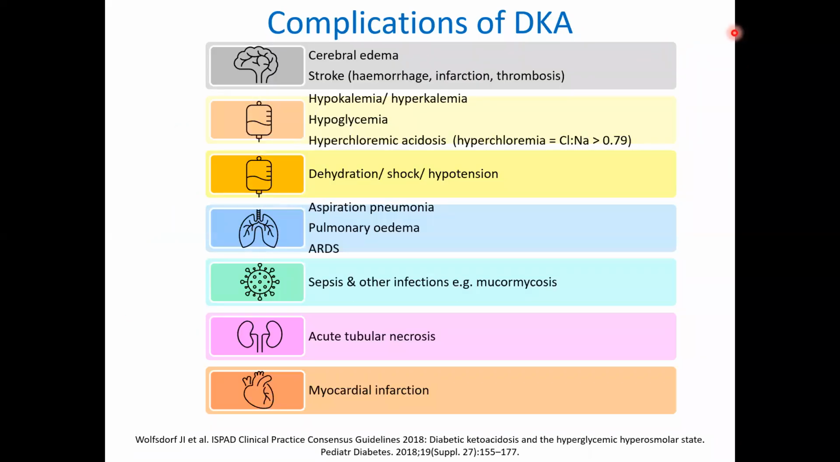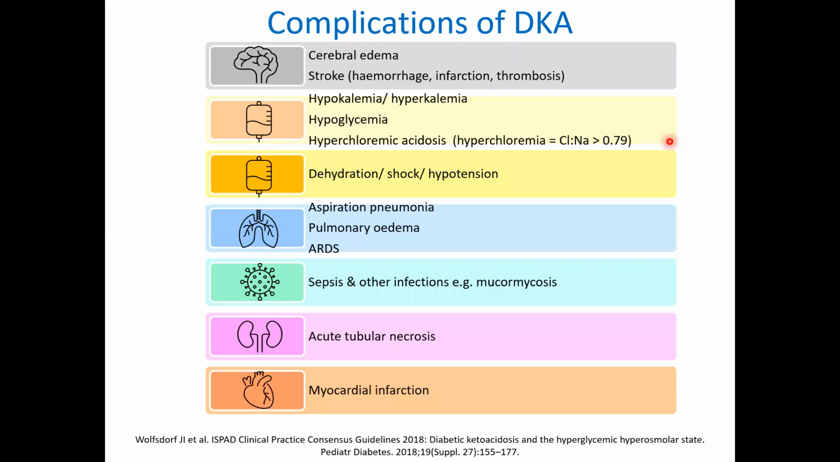So what are some of the complications of diabetic ketoacidosis? And of course, the most dreaded is cerebral edema, but there are several other complications that we might encounter, including hypokalemia, and especially if you start insulin and you're not supplementing potassium, there's that risk of hypokalemia, hypoglycemia, hyperchloremic acidosis. We need to look out for this.